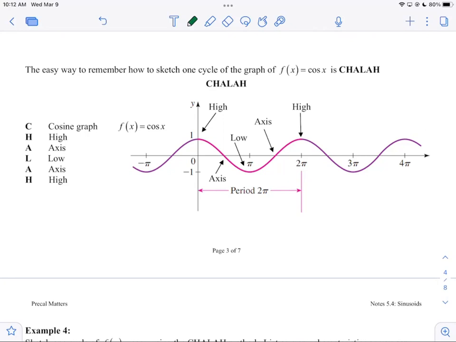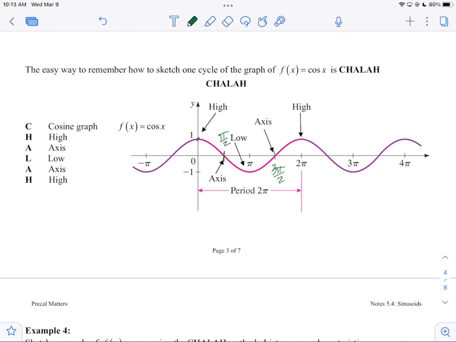Now, the two main differences are this. Number one, cosine at 0 starts high instead of on the axis. Because what is cosine of 0? 1. Cosine of 0 is 1, okay? This would be pi halves. What is cosine of pi halves? 0. What's cosine of pi? Negative 1. What's cosine of 3 pi halves? 0. And what's cosine of 2 pi? 1. So that's really the only difference, okay?